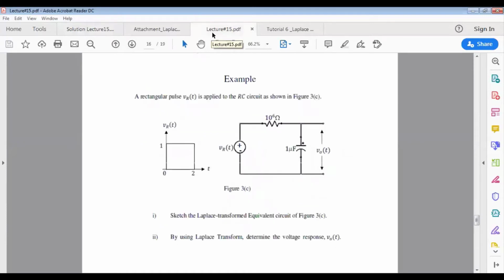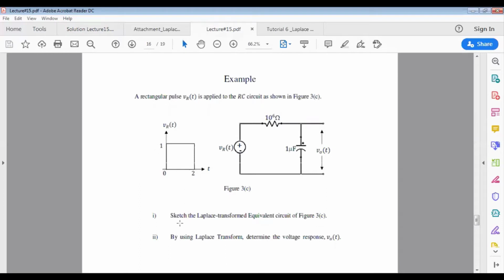Okay, so let's have a look at the second example here. We are given a circuit consisting of V_R(t), then there is a 10 power of 6 ohm resistor and 1 microfarad capacitor, and V_o(t) is the voltage across the capacitor. V_R(t) is basically a rectangular function from 0 to 2 with the amplitude of 1.